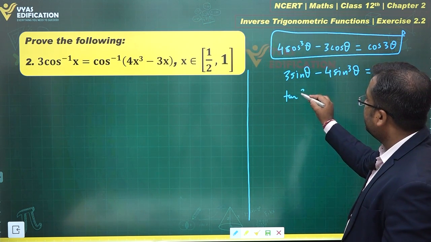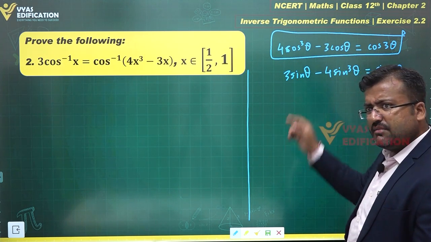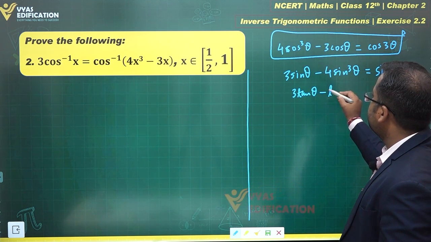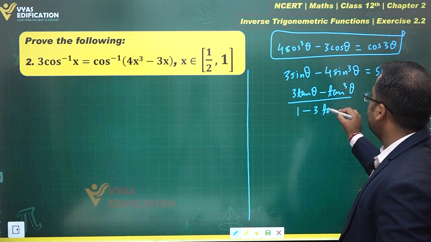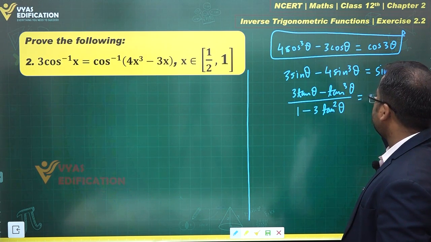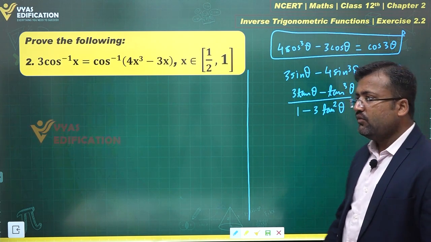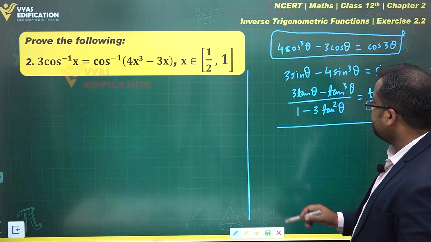Similarly, tan 3 theta is something that you should be aware of. 3 tan theta minus tan cube theta over 1 minus 3 tan square theta is actually tan 3 theta. Now these are results related to 3 theta. What about results related to 2 theta? You can have that as well.